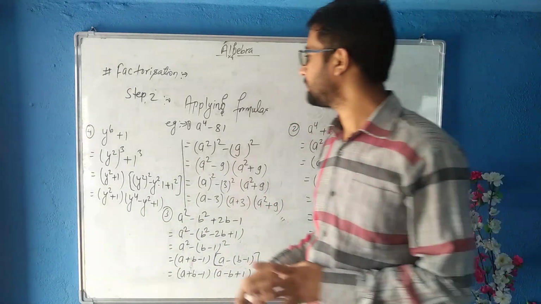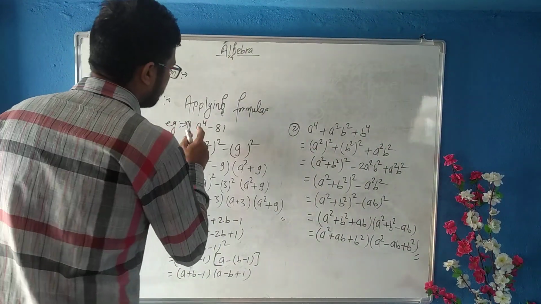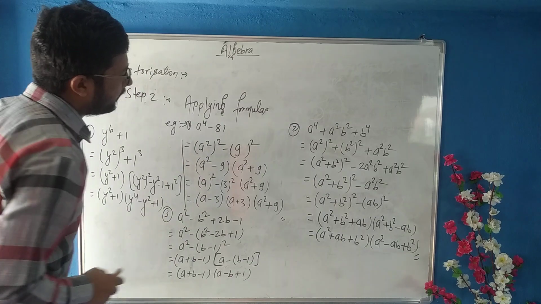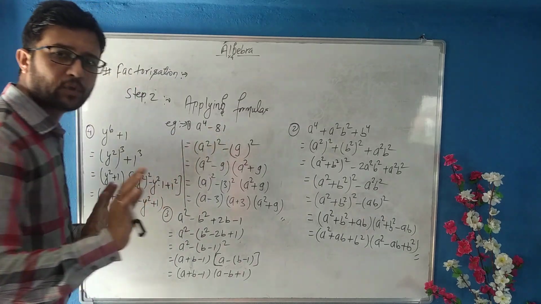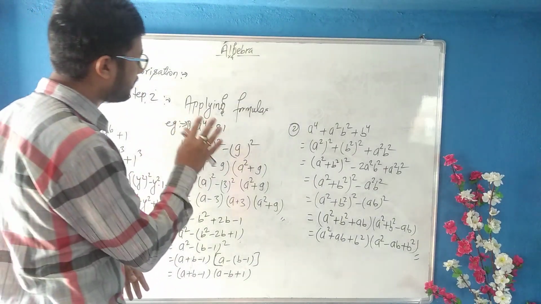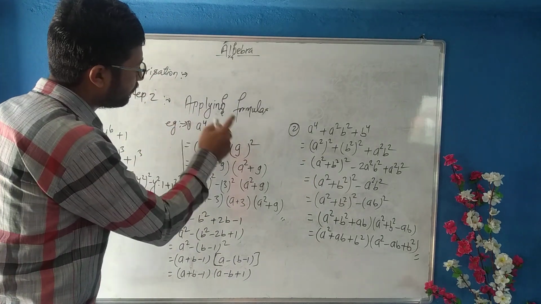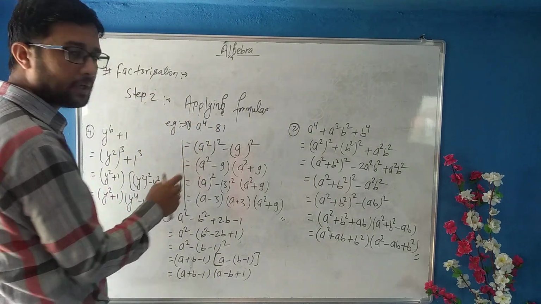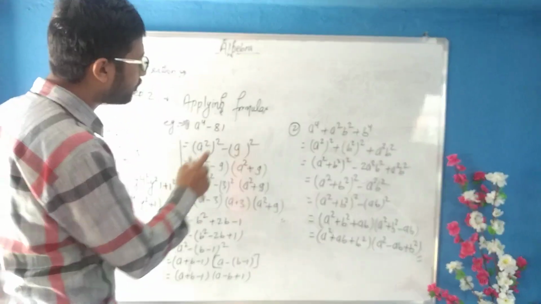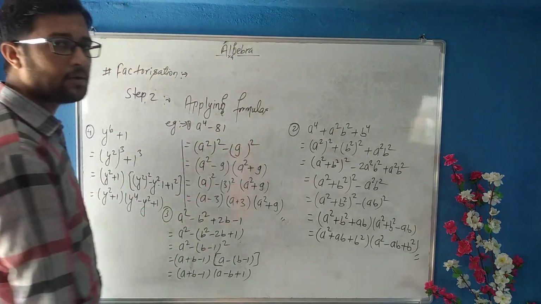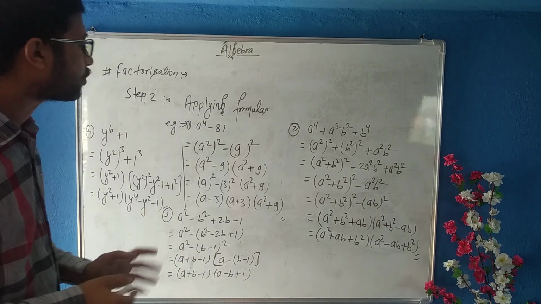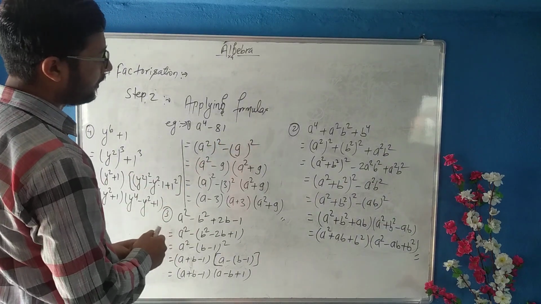Let's see what happens. So a to the power 4 minus 81. So here there is no common, so we should just apply the formula. What step first? Now next formula. So a4 can be written as a square whole square. 81 can be written as 9 square. 9 को square चाहिँ 81 लाई लेख्न सकिन्छ.